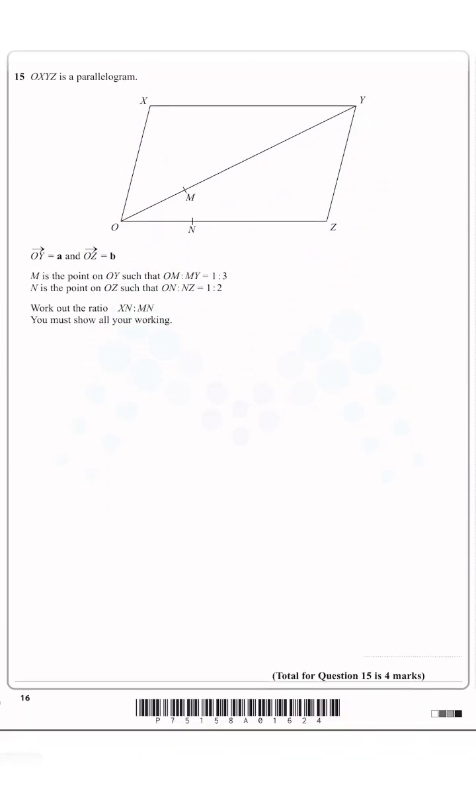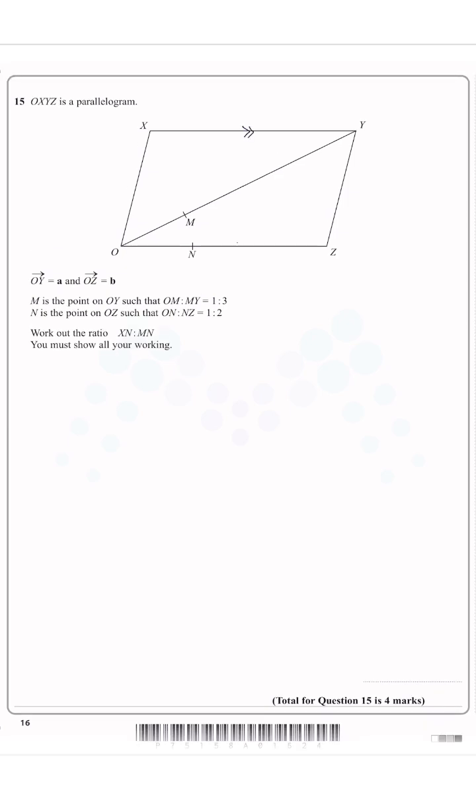Question number 15. It said OXYZ is a parallelogram. So I know this side is parallel to this side over here, and this side is parallel to this side over here. And they said OY is equal to a, and OZ is equal to b. So this length is b.